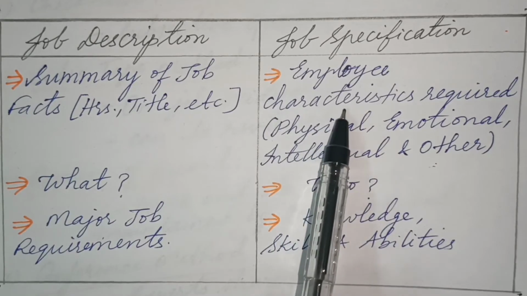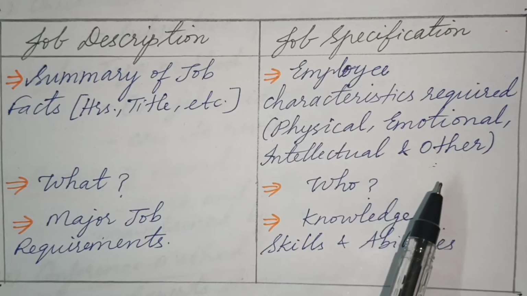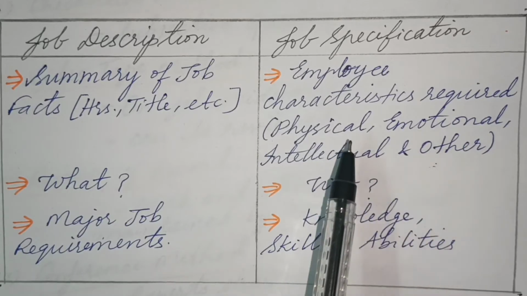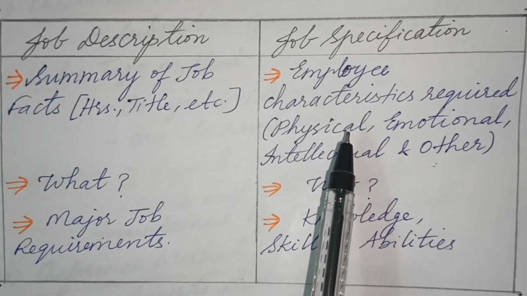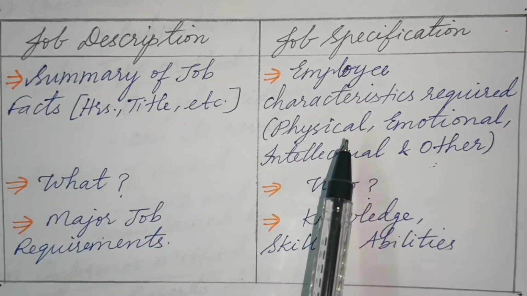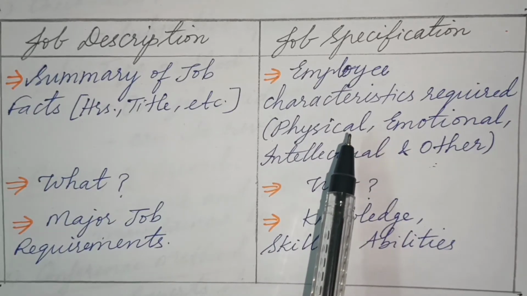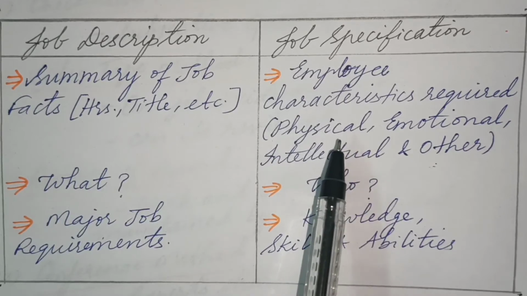So these characteristics can be of four types: physical, emotional, intellectual, and other characteristics. So physical characteristics can be something like the height of an employee, his vision. For example, if you're going to apply to become a police officer, you'll be expected to be of a certain height, you'll be expected to have a good eyesight, etc. Right? All these are physical characteristics that are required to perform the job.